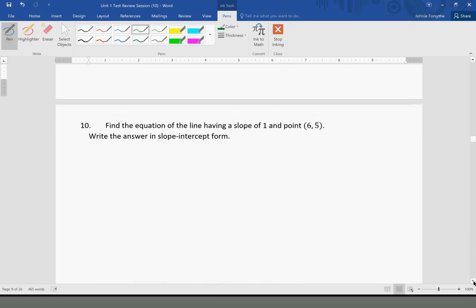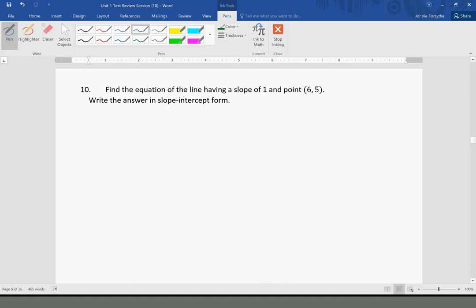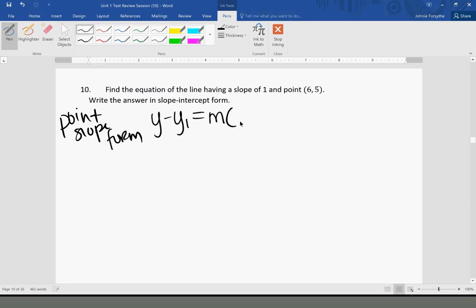Okay. Number 10, write the equation of the line having a slope of 1 and the point (6, 5). And then write the answer in slope-intercept form. So when you're given a point and a slope, point-slope form is a very helpful way to start writing your equation. The point-slope form is y minus y1 equals m times x minus x1. So the x1 and y1 come from your point, and m is the slope that you're given.